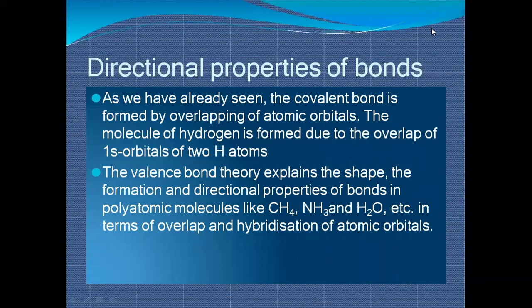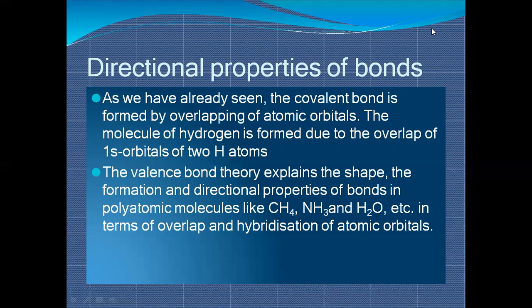As we have already seen, the covalent bond is formed by overlapping of atomic orbitals. The molecule of hydrogen is formed due to the overlap of the 1s orbitals of two H atoms. So how does H2 form? We know that in hydrogen the 1s orbital participates, in which they have one electron. Each hydrogen atom has one electron. So what happens? There is an overlapping of electron clouds, which results in the formation of a bond. And when these orbitals overlap, they share their electrons to complete the octet.